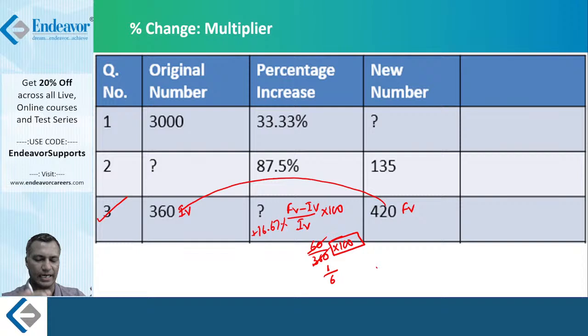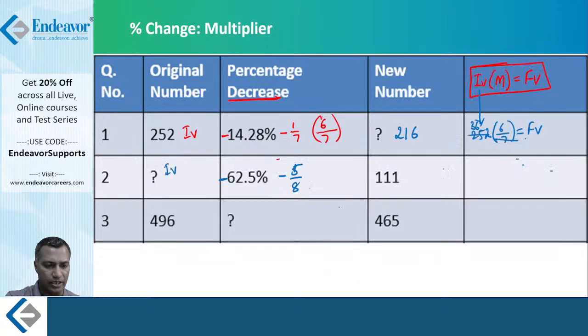Let's take a look at the second one. The initial value itself is the question. Fair enough, there is no problem. There is a decrease of 62.5%. What is the fraction form of 62.5%? It is minus 5 by 8. Therefore, what is the multiplier? Keep this 8 as it is, 8 minus 5 becomes 3 by 8. That is the multiplier related with this.